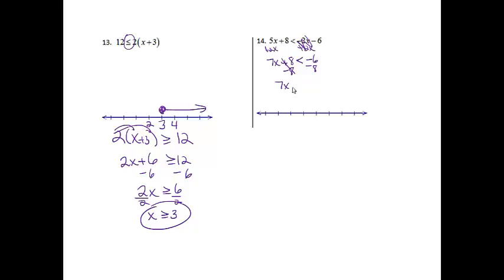I'll get 7x is less than negative 14. And then to finish it, we'll divide both sides by 7. So we will get x is less than negative 2. We don't have to switch the sign. Even though we got a negative answer, we didn't divide by a negative number. So that's all we need to do. We'll have negative 2 in the middle, negative 1 on the right, negative 3 on the left. Open circle because there's no equal sign underneath, and less than is to the left.